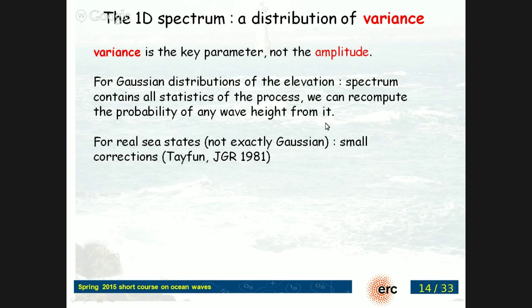And yes, if the waves are really Gaussian, of course they never really are, but almost, the spectrum contains all the statistics of the process. So if you want to compute the extreme events, the freak waves or whatever, you could start from the spectrum and then compute what it is. In reality, because it's not exactly Gaussian, you can actually go to the second order. This was a paper by Typhoon which showed how to do that, and that introduced a small correction to the distribution of the wave heights, and you can actually predict the height of the freak waves if you want.